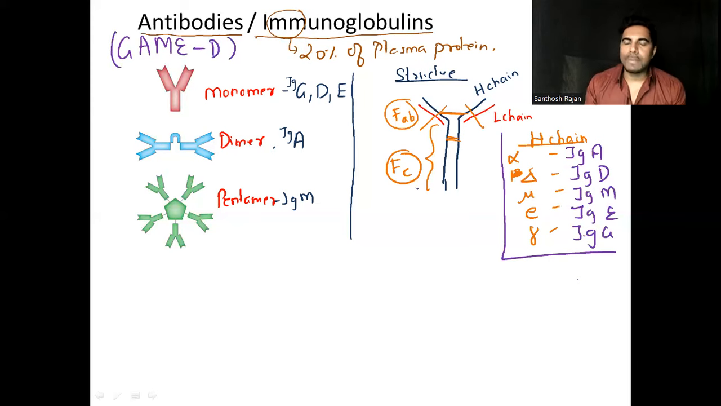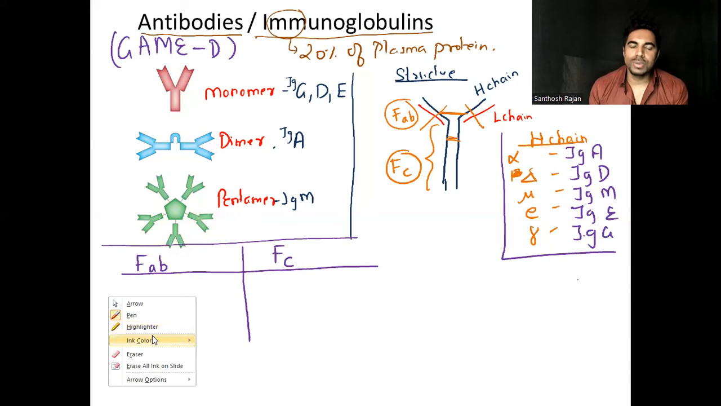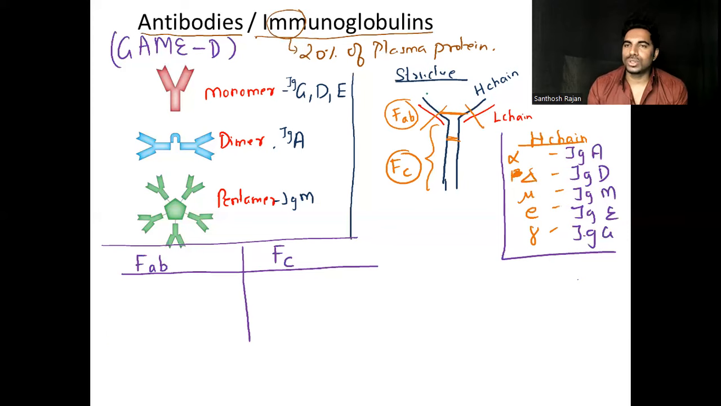Now, important are Fab and Fc. Frequently asked questions are, what is the Fab? Look, Fab is on top, Fc is at the bottom. Remember the shortcut: Fab and Fc. Fab means fabulous people, who are usually upper. Remember like this, Fab is top. But what are the important things in Fab that we have to know?